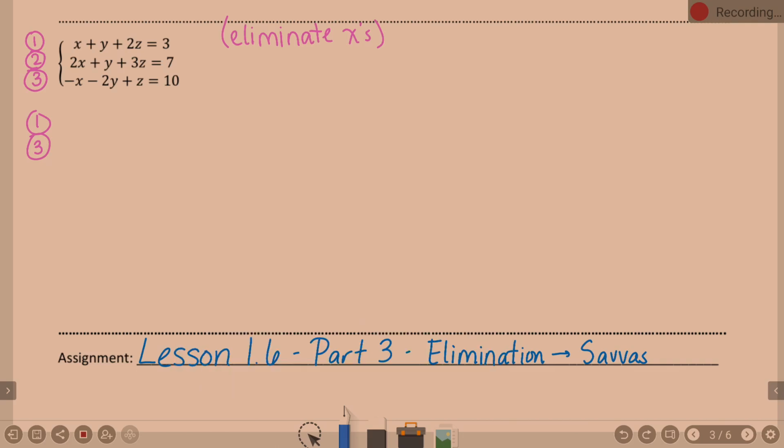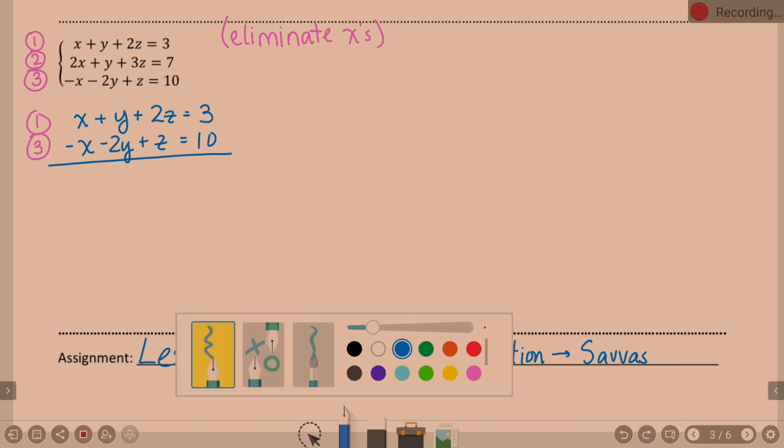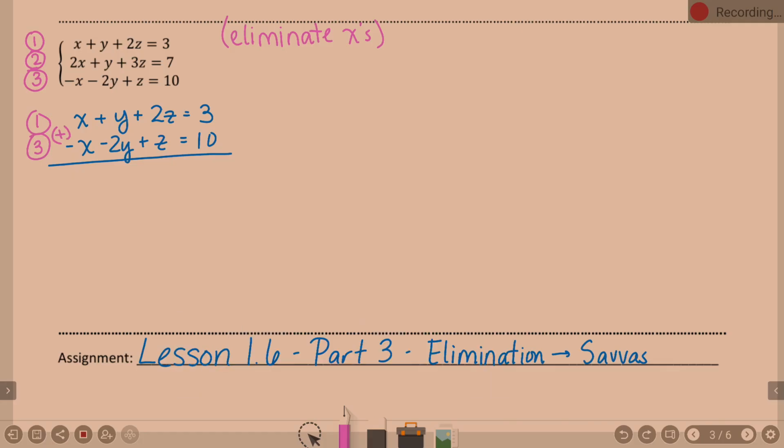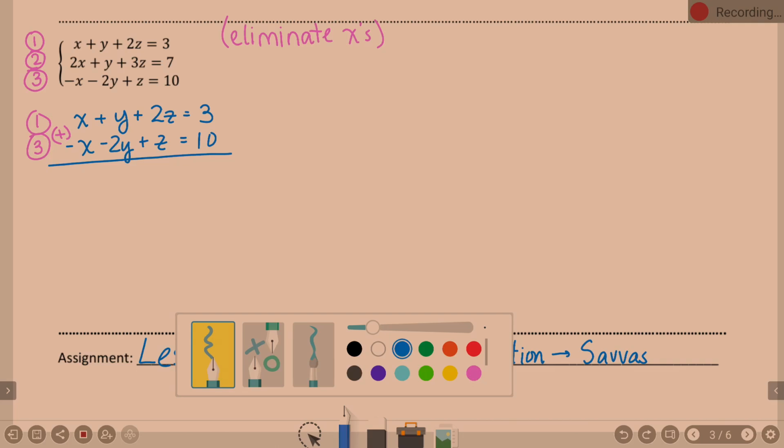I can't stress enough. Be careful when you recopy stuff down. So x plus y plus 2z equals 3. And negative x minus 2y plus z equals 10. My x's there are set up with opposite signs. And remember, with opposite signs, we always want to add. So we are ready to add with these.